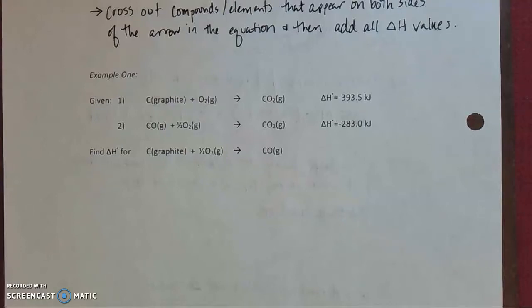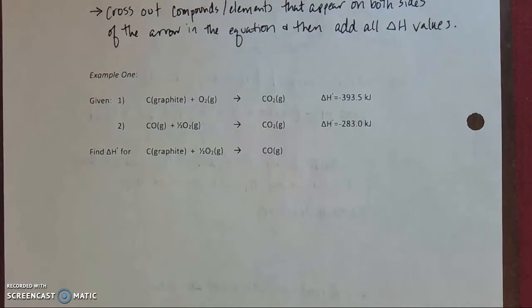Hello, this is lesson 4, video 2 for unit 2, thermochemistry for chemistry 2. And we are going to be looking at an example problem of Hess's law in this video. So the previous video talked about what you are given and what you have to do. So we're going to put that information to practice.